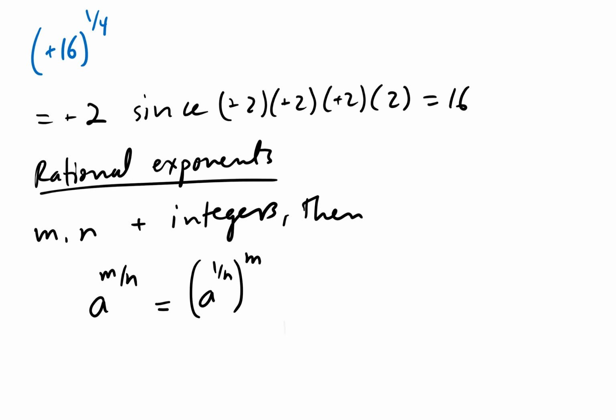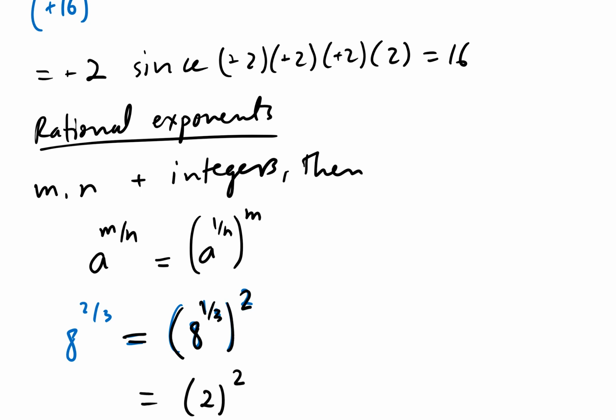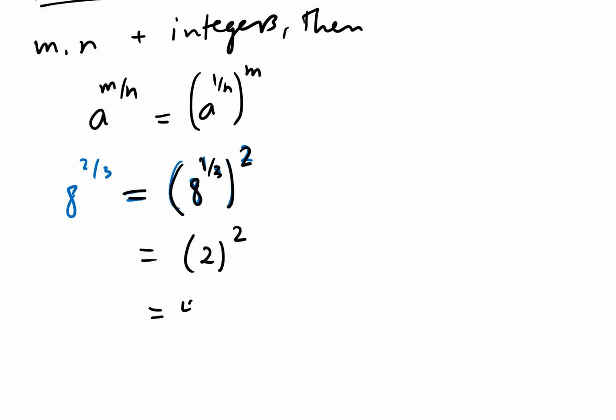So let's look at an example on this. Say we have 8 to the 2/3. The way we work this out is 8 to the 1/3 to the second power. And we just found out 8 to the 1/3 was 2, so 2 to the second, and the answer would be 4.